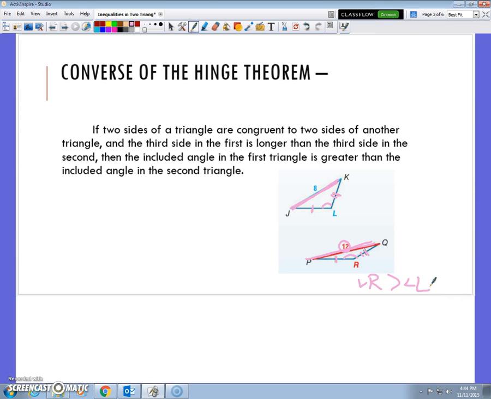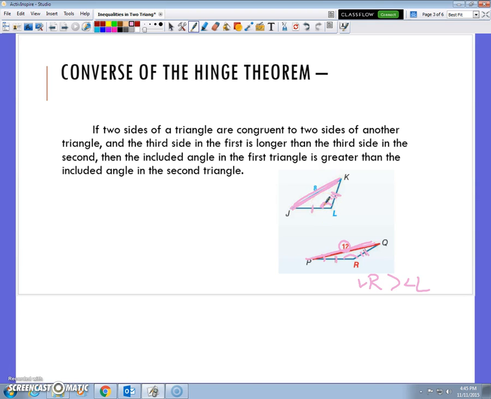All right, but in order to use the hinge theorem, you need two sides that are of equal length. The hinge theorem or the converse of the hinge theorem, you need two sides of equal length. The hinge theorem itself says if you have those two sides of equal length and the angles are different, the one with the bigger angle has a bigger side opposite. The converse says if it has a longer side, then the angle is bigger.